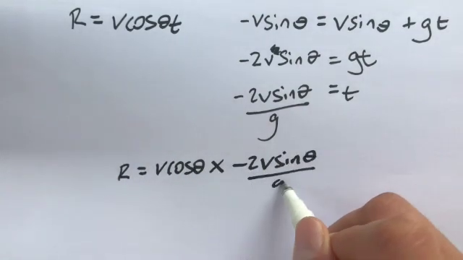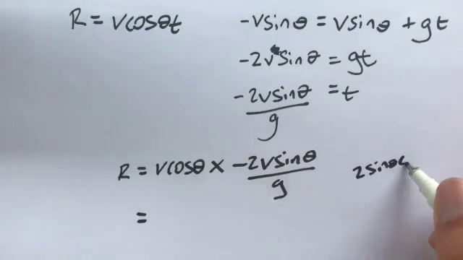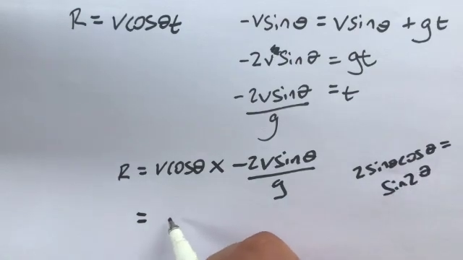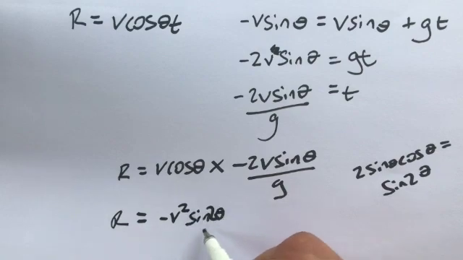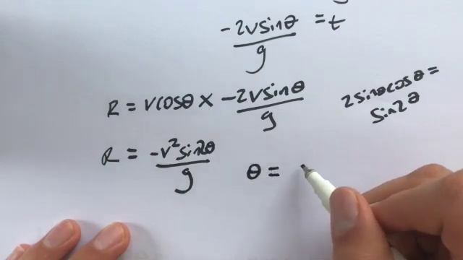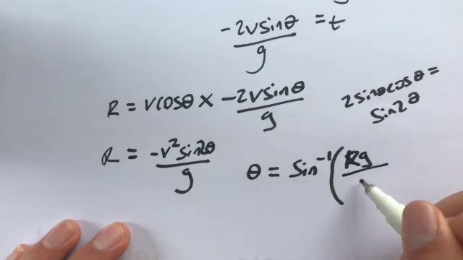From known trig identities, 2 sine theta cos theta equals sine 2 theta. This gives us r equals negative v squared sine 2 theta all on g. Now, we had to use this expression to relate launch angle to horizontal displacement. So we rearrange to form the expression theta equals inverse sine of rg on negative v squared, all on 2.